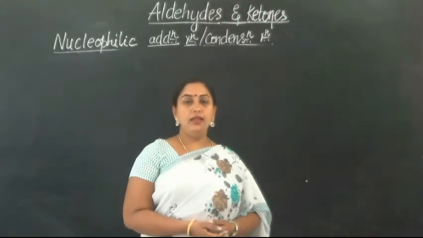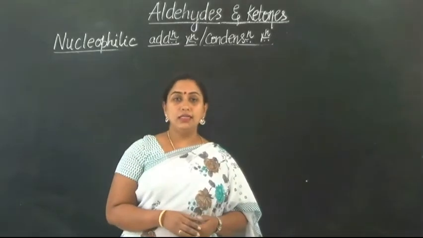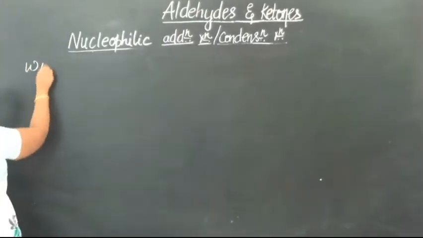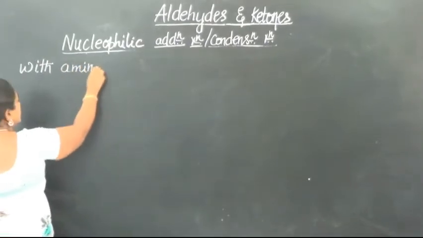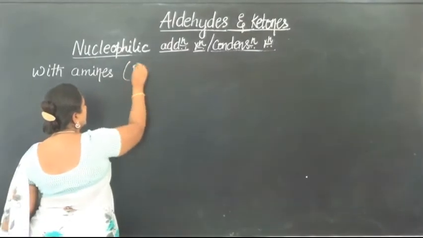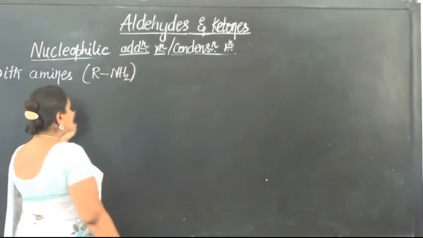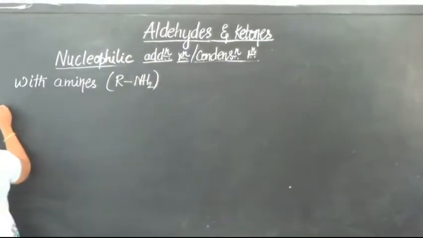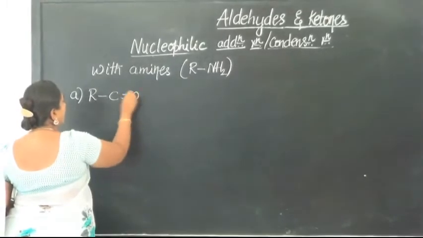In this video lesson, let us understand the nucleophilic addition reaction of aldehydes and ketones with amines. So let us learn in detail how aldehydes and ketones react with amines. I am taking the example of alkyl amines. The general representation is RNH2. Let us see how an aldehyde reacts with amines first.